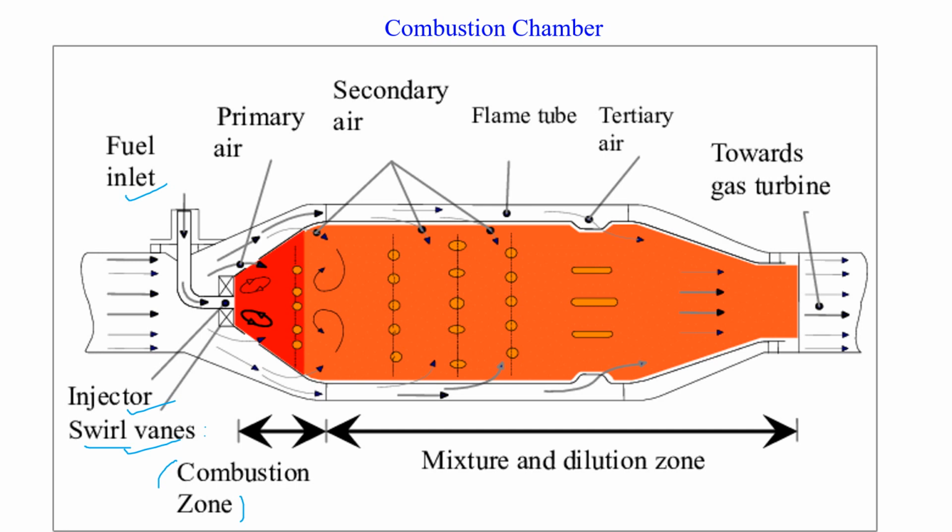So we have three different zones in the entire combustion chamber. First is the combustion zone, that we can also call the primary zone of the combustion chamber. Second is the mixing zone. Third one is the dilution zone. Here we can see the air is split into different flow paths. One is primary air. The primary air is mainly for the combustion purpose. Here we can see the primary air entering into the main combustion chamber, the combustion zone.